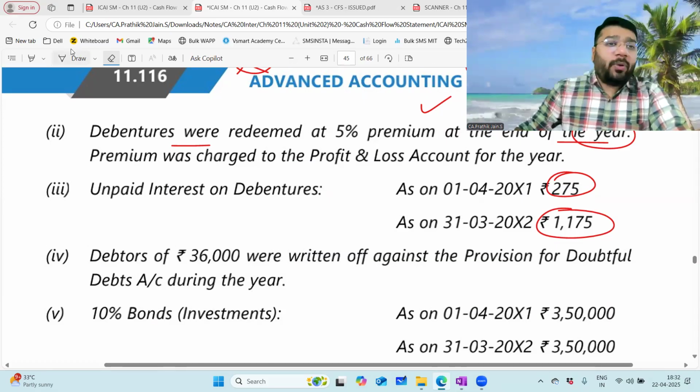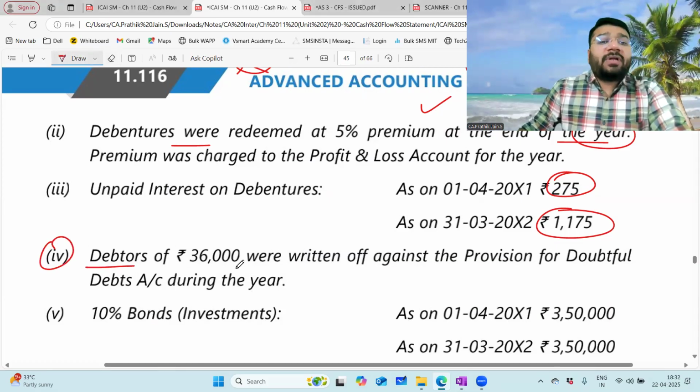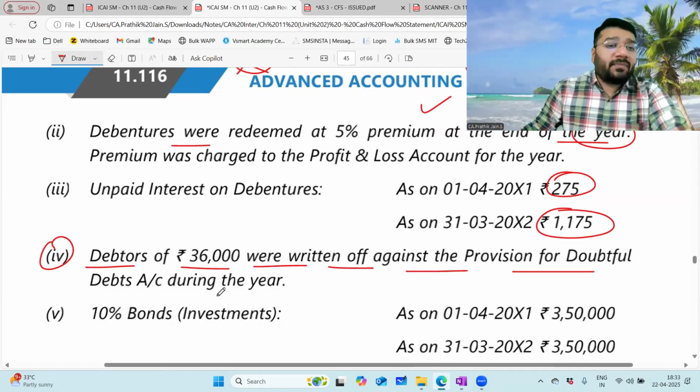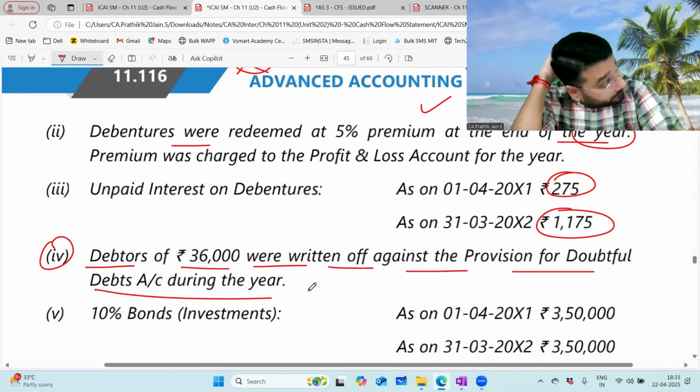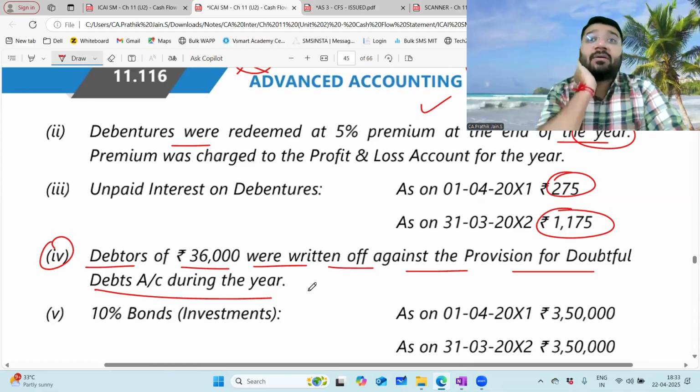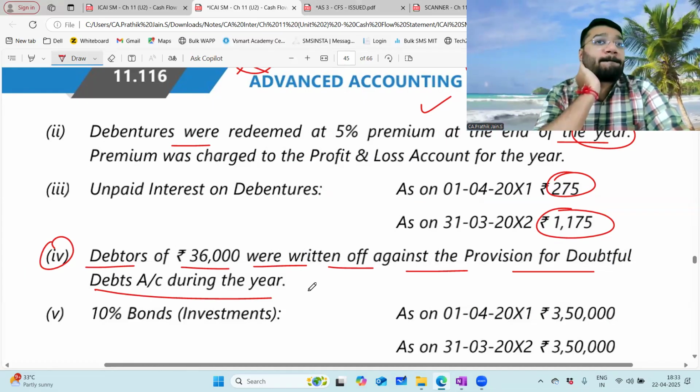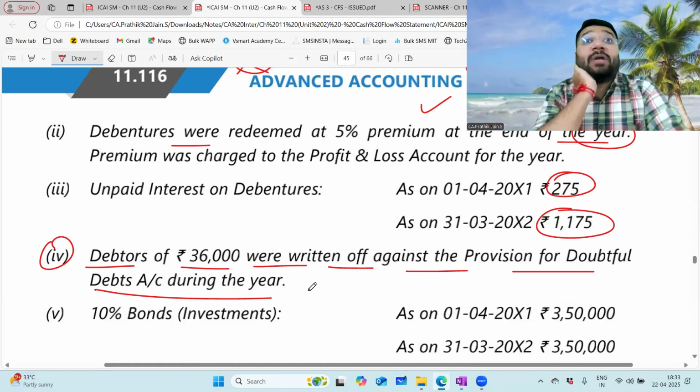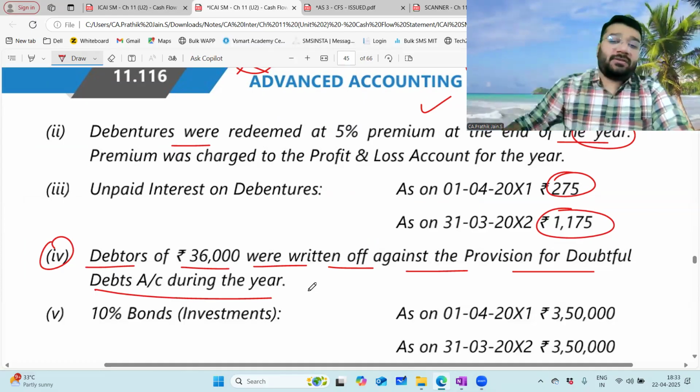Now, next is the fourth point. Debtors of 36,000 were written off against the provision for doubtful debt during the year. So what will be the entry for this? First entry: bad debt to debtor. Very good. Then PDD to bad debts.